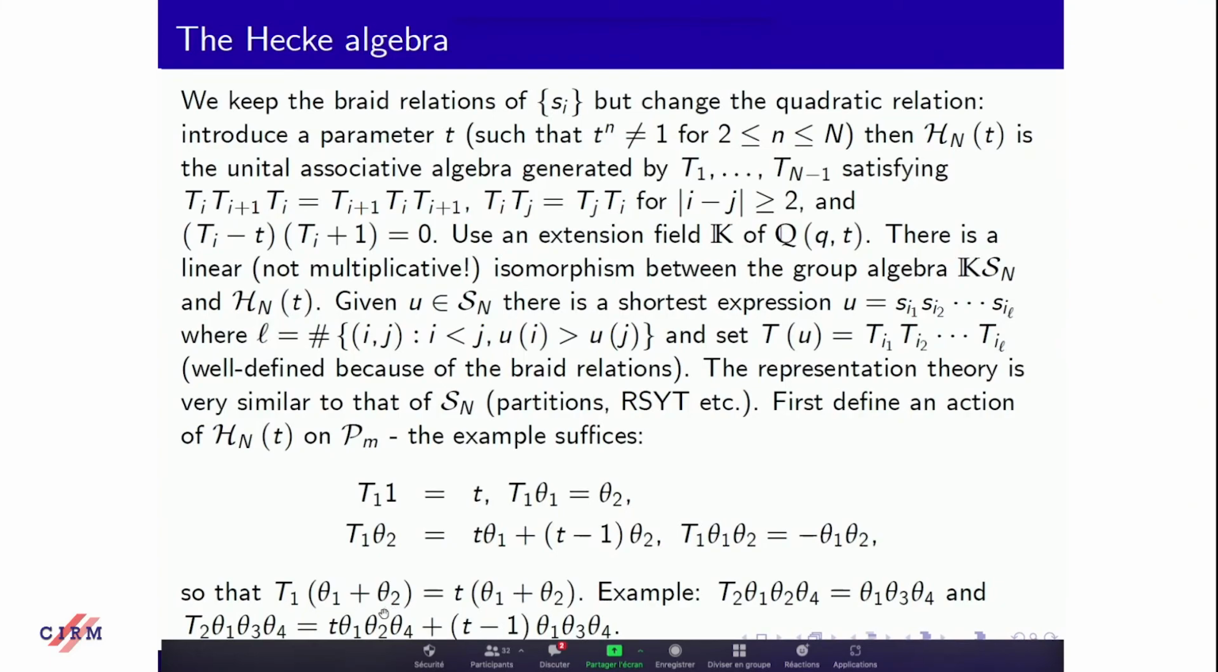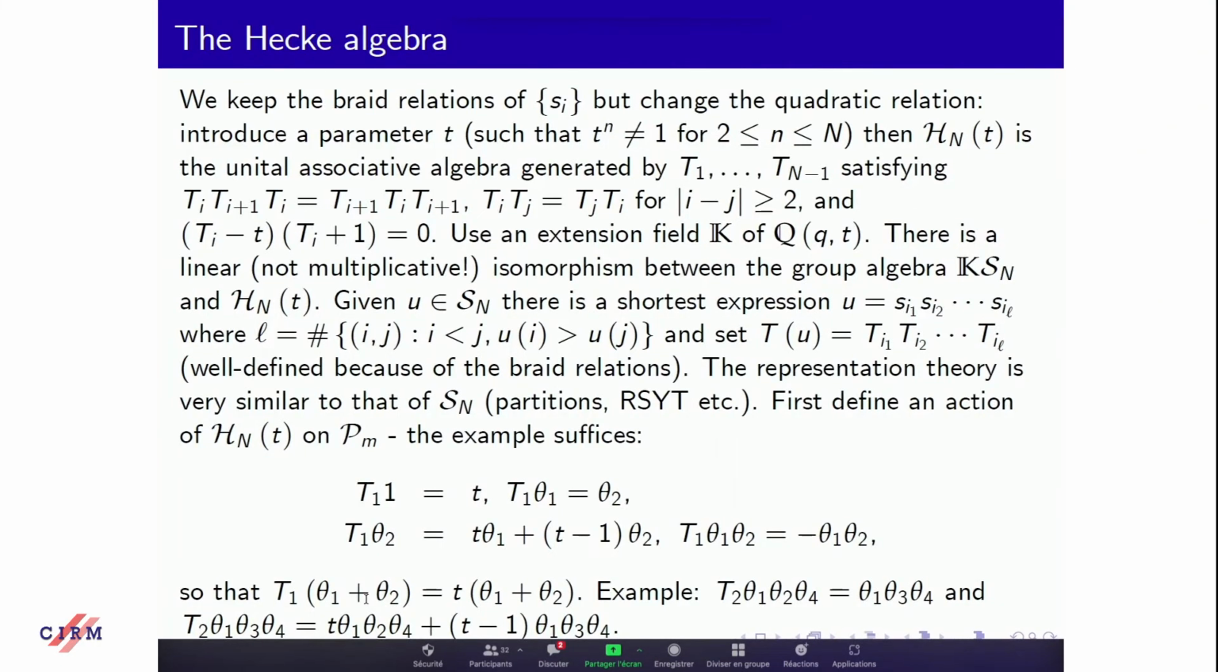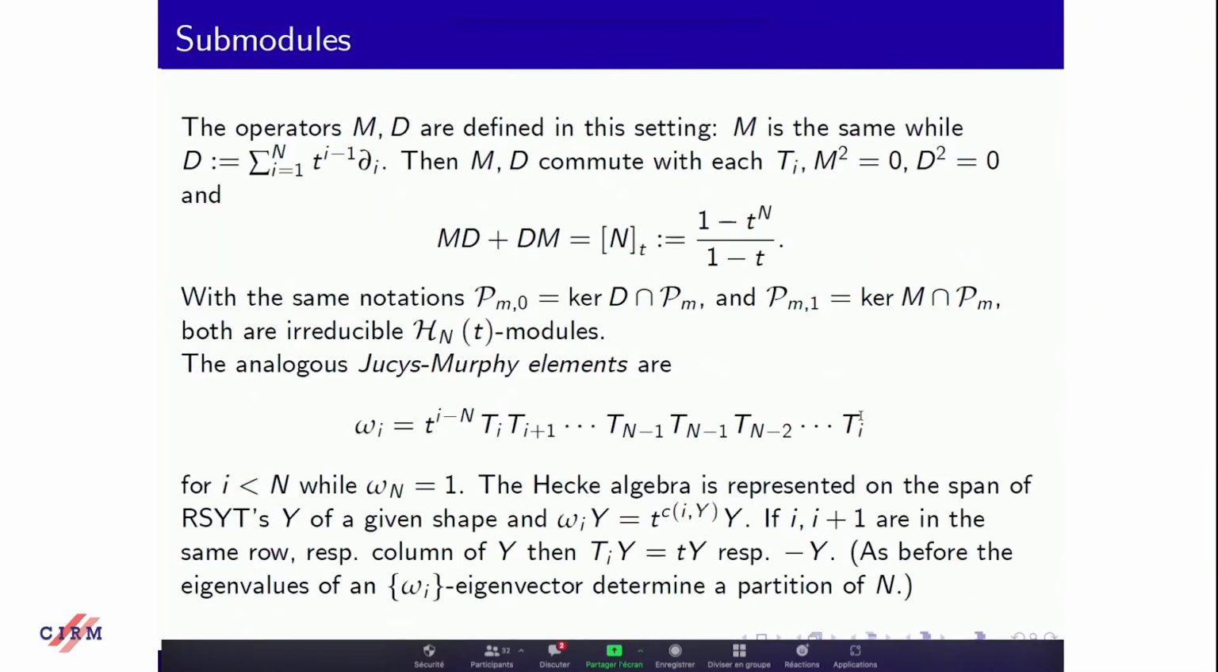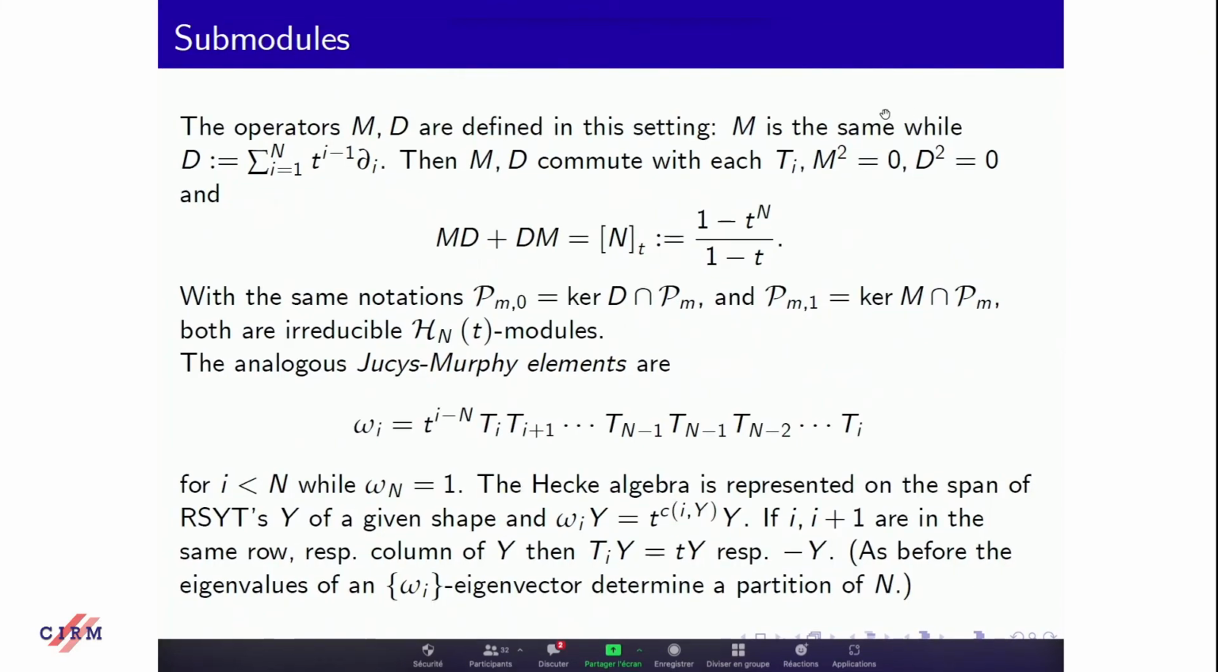For example, this is invariant. θ_1 plus θ_2 is just multiplied by t. Here, an example: T_2 of θ_1θ_2θ_4 is this, and θ_1θ_3θ_4 is that. We need irreducible modules. The multiplier is the same. The derivative operator has a factor of t in it.